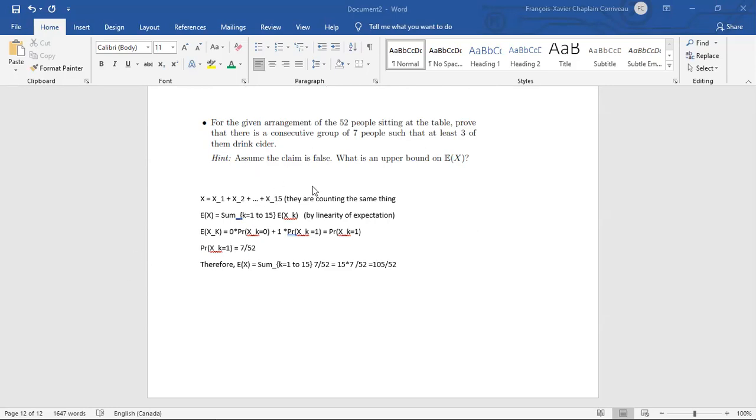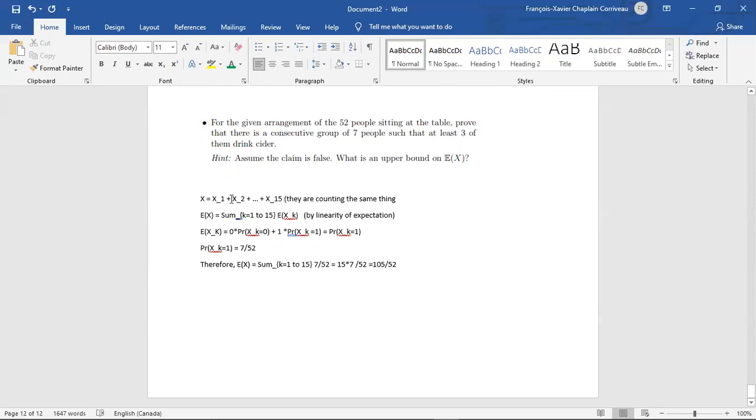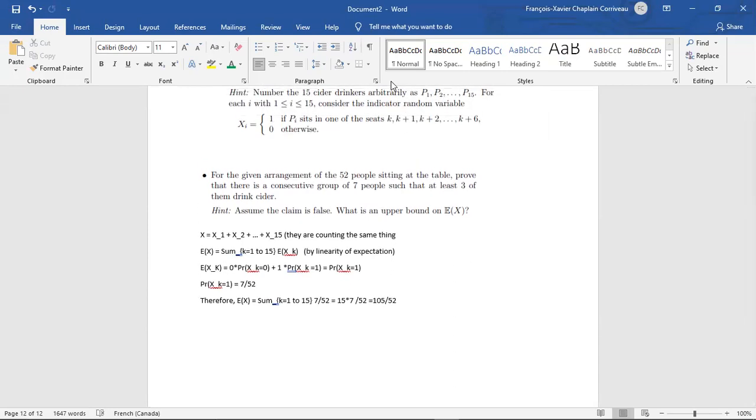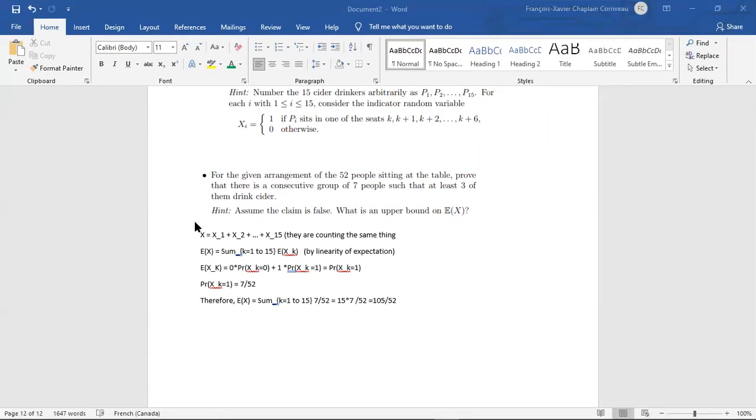So again, this has nothing to do with this chapter, right? I'm not quite sure why it is there. So I think it's maybe in part B. So part A, pretty standard. And now we're done, right? Because this is strictly bigger than 2.